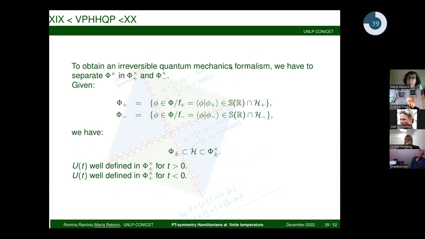So if we think that we have an arrow in time and we want to obtain an irreversible quantum mechanics formalism, we have to choose where we work. If we assume that we are working at t greater than zero, the evolution operator will be defined on the functions phi plus. If we work at t less than zero, the operator will be defined on phi minus. Here is a misprint.